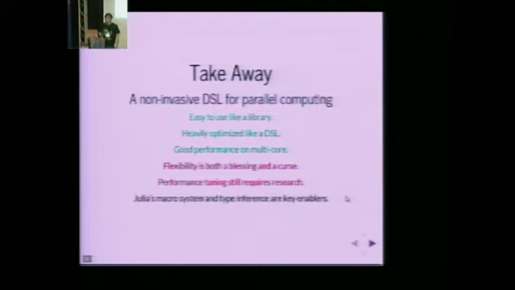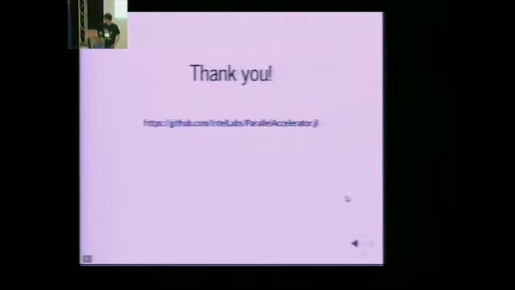So lastly, the major enabler for this work is Julia's macro system that lets us manipulate the AST from within Julia itself. And also the type inference in Julia helps us to generate fast code without all the burdens of a traditional dynamic language. Thank you. And you can download this work from this GitHub URL.